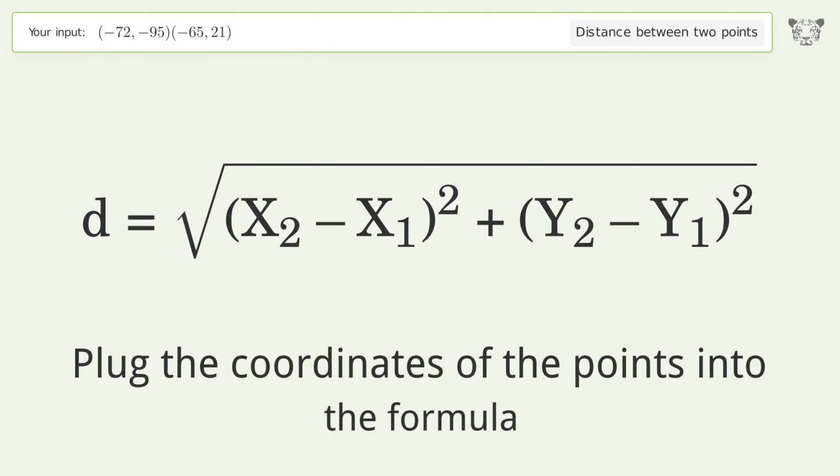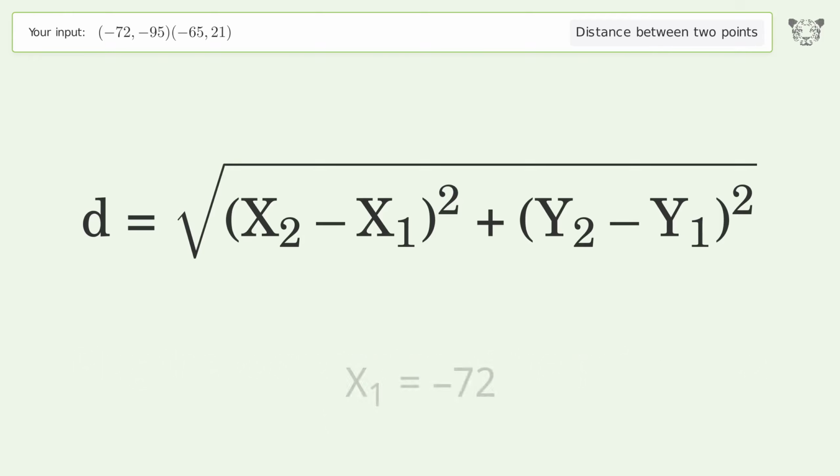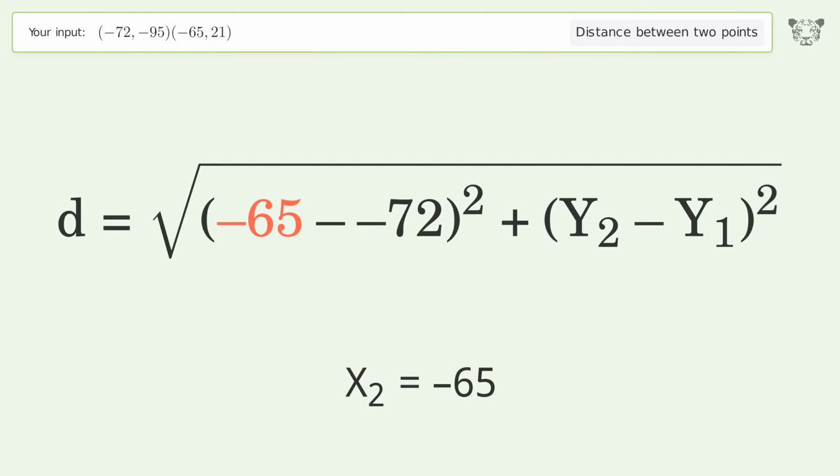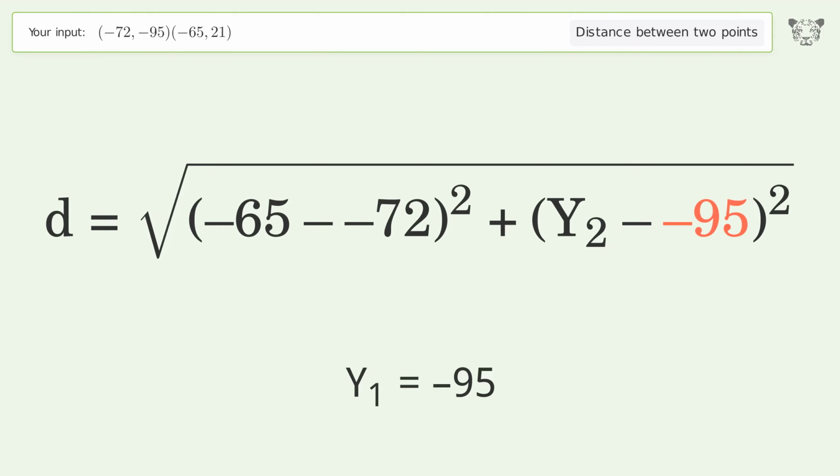Plug the coordinates of the points into the formula. x1 equals -72. x2 equals -65. y1 equals -95. y2 equals 21.